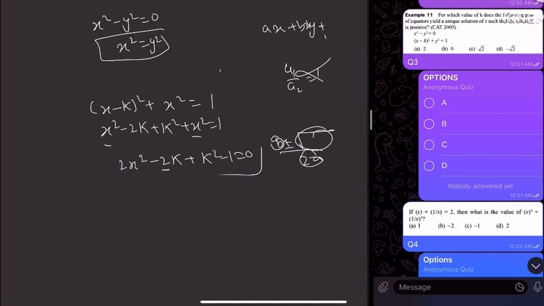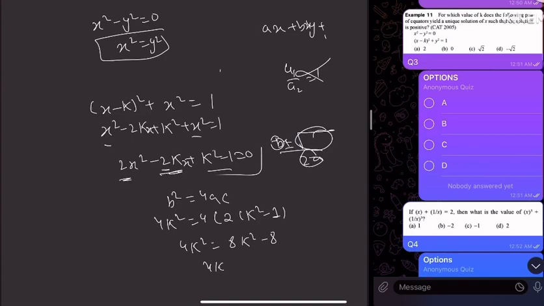Or have I made a mistake? Yes, I have made a mistake. That is, it will be minus 2kx. Okay, now discriminant equal to 0, so b square equal to 4ac, we can write it directly. So b square means 4k square equal to 4 into a is 2, c is k square minus 1. Solve this. 4k square equal to 8k square minus 8, so 4k square equal to 8, k equal to root 2. So root 2 is the answer to this question.